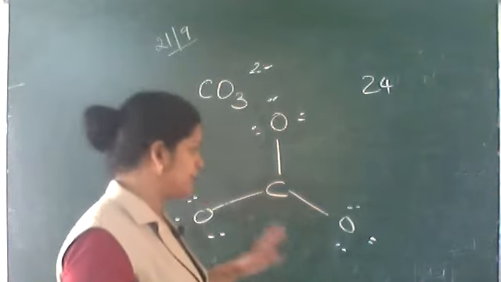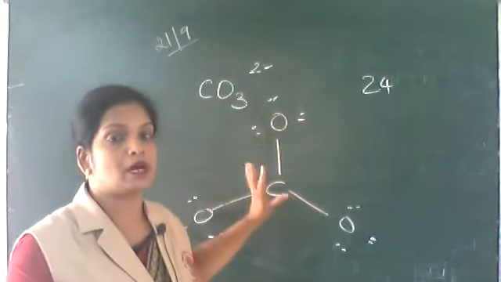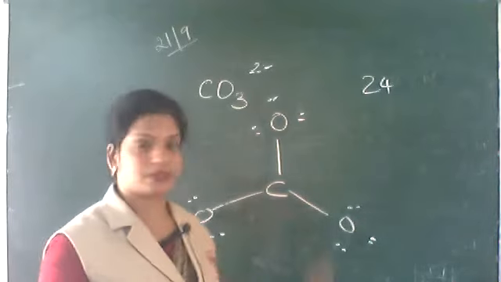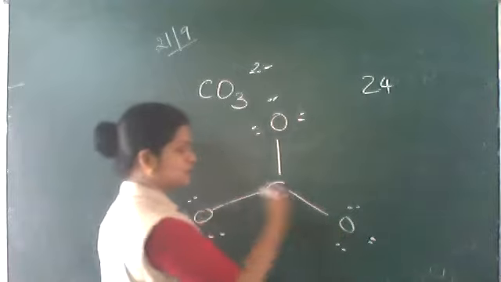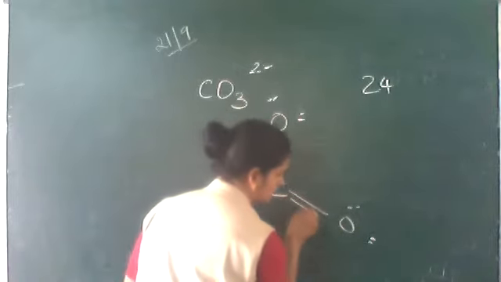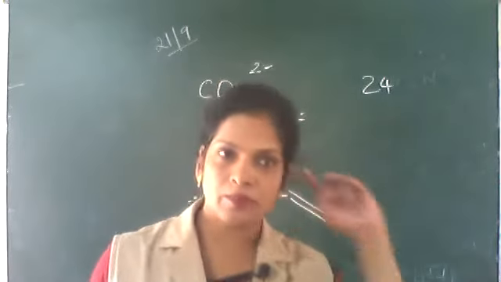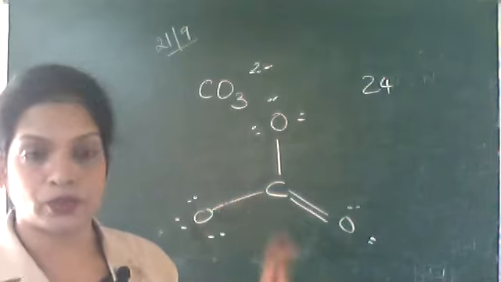This oxygen is happy, this one is happy, this one is also satisfied, but carbon, poor thing, carbon doesn't have 8 electrons. See, 2, 4, 6, 6 electrons here. So what you have to do, either from this oxygen or from here, pull one electron and put it here in the form of a bond. 2 electrons means 1 bond. Put it in the form of one bond. So carbon is also happy now.